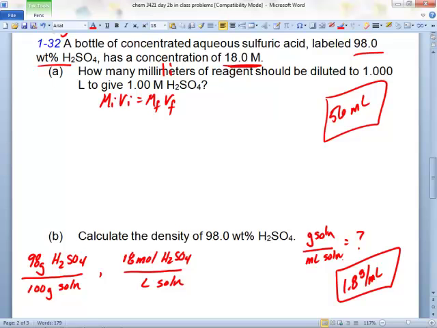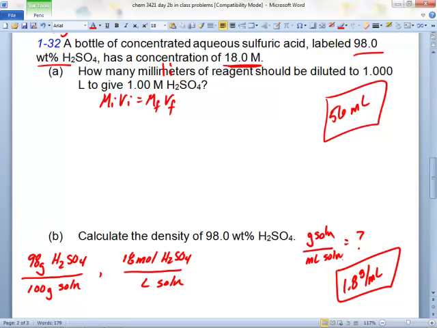So here's your MI, okay, I got that, and your MF is right here. And then how many mils of the reagent, so of the MI? So you're going to solve for VI, and VF has to be diluted to 1 liter.